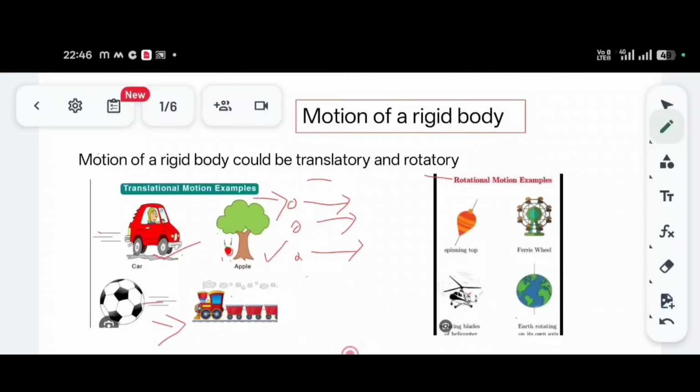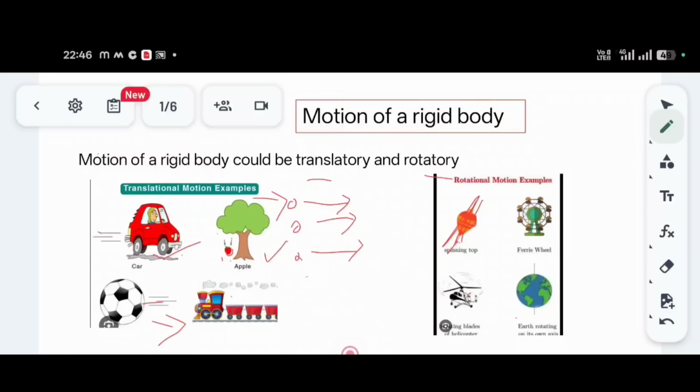And let us see rotatory motion. What does rotatory motion mean? In a rotatory motion, always the center line is known as the axial line. The particles in the axial line will be fixed, and the particles which are in the neighboring side of the axial line will be rotating in a circular direction with different radius.